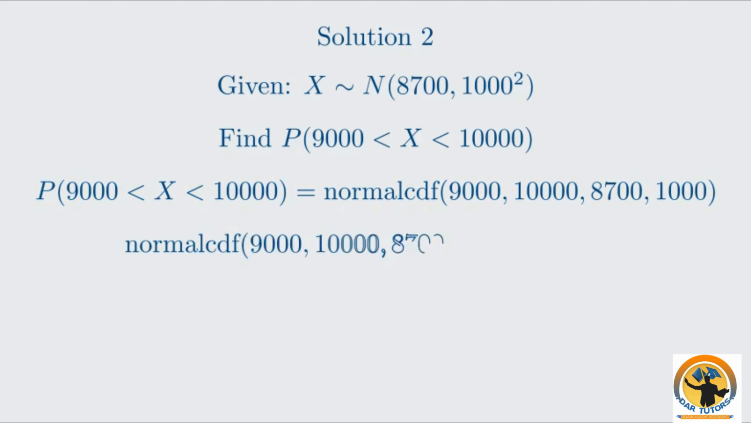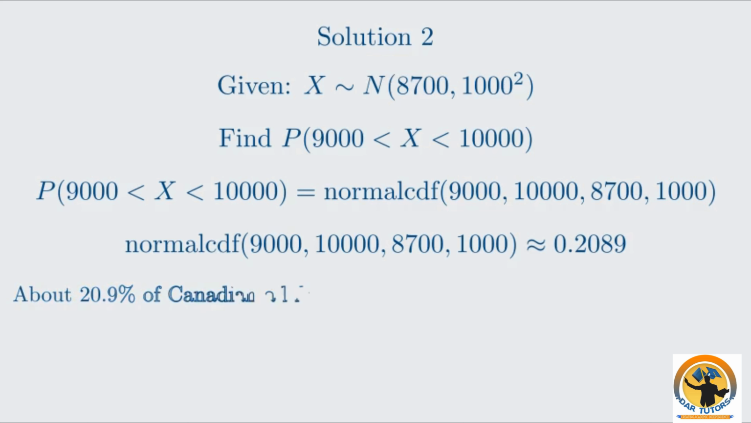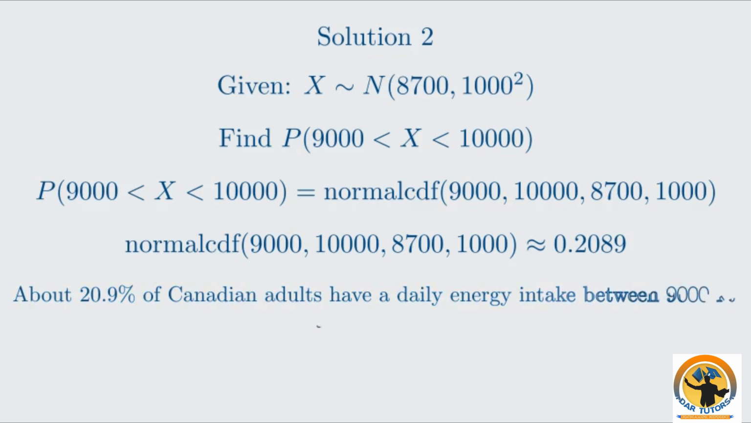Using normal CDF with a lower bound of 9,000, an upper bound of 1,000, a mean of 8,700, and a standard deviation of 1,000, we get approximately 0.209. So, about 20.9% of Canadian adults have a daily energy intake between 9,000 and 1,000 kilojoules.